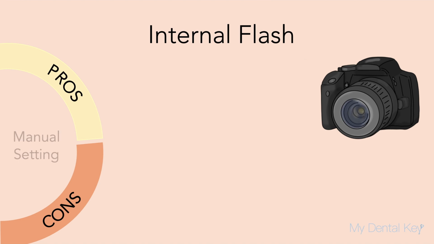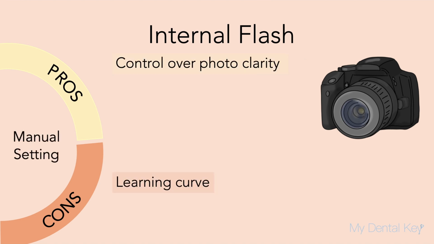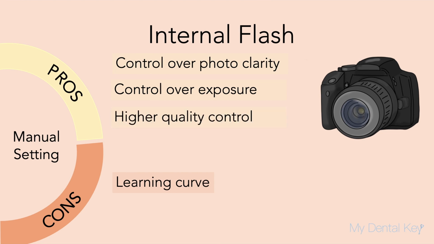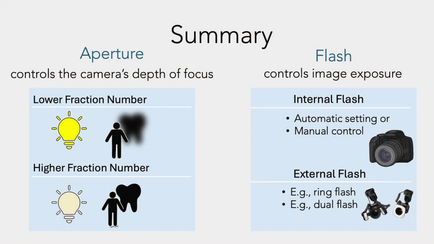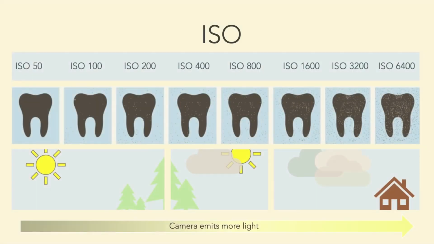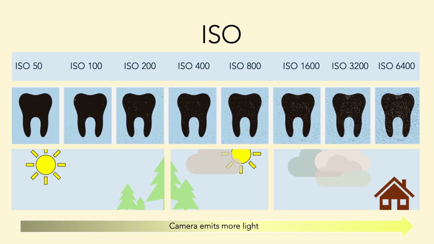Manual flash control requires more initial learning, but allows for increased control over the clarity, exposure, and quality of the photos captured. In summary, you control what is in focus with the aperture, and you control image exposure with a flash. Other settings on your camera may include ISO and shutter speed.